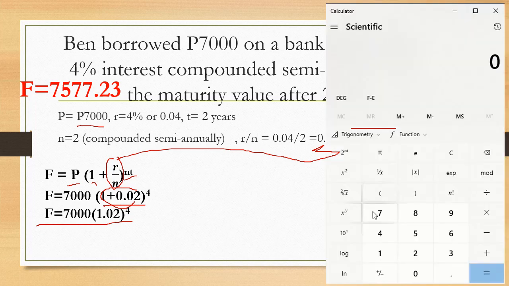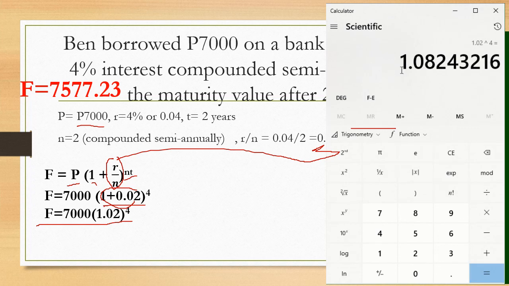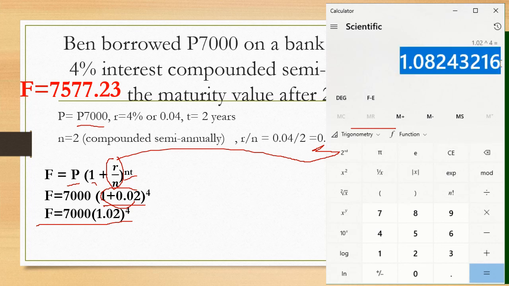So, this is my calculator. Let us watch how you can compute 1.02 raised to 4. Enter 1.02, then look for this x raised to y or anything with the exponent. X raised to y is commonly found in your calculator. Then it will be 1.08243216. But for our subject, we will be using the nearest 10,000ths, 1.0824 only, 4 decimal places.